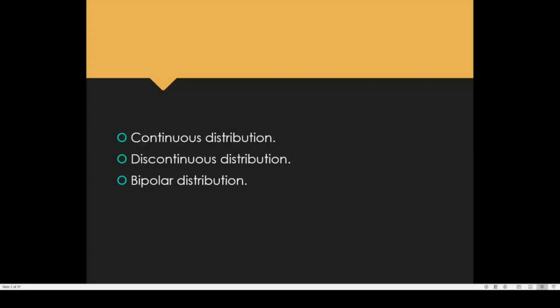For example, if you take kangaroos, they are present only in Australia. You take elephants, they are present in Asia and Africa. In other continents we cannot find elephants. So there is a distinct difference in the nature of distribution, and based on this we have divided the types of distribution into three different types: continuous, discontinuous, and bipolar distribution. Let's take them one by one.